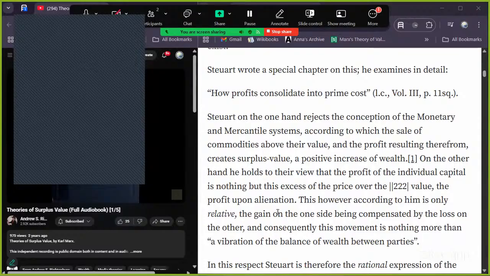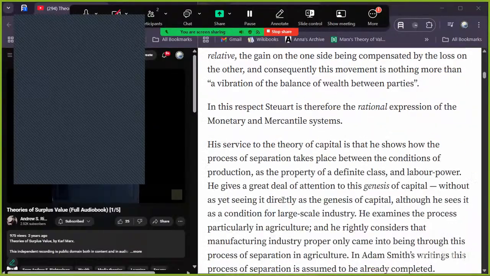Stuart, on the one hand, rejects the conception of the monetary and mercantile systems, according to which the sale of commodities above their value and the profit resulting therefrom creates surplus value, a positive increase of wealth. On the other hand, he holds to their view that the profit of the individual capital is nothing but this excess of the price over the value, the profit upon alienation. This, however, according to him, is only relative, the gain on the one side being compensated by the loss on the other, and consequently this movement is nothing more than, quote, "a vibration of the balance of wealth between parties," end quote. In this respect, Stuart is therefore the rational expression of the monetary and mercantile systems.